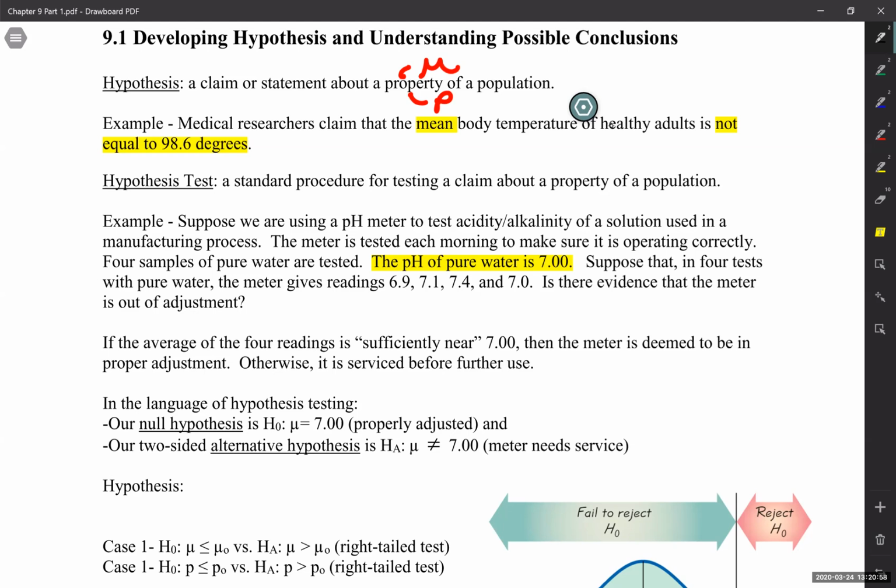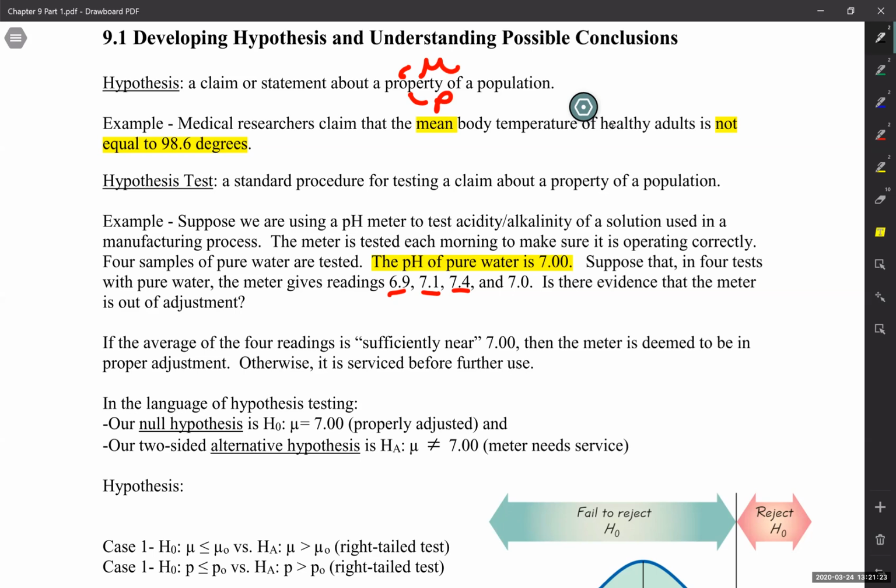So you might have an opinion on this. You might see, okay, well, it's supposed to say 7, but I'm getting numbers that aren't 7. Okay, that's fine. But remember, we don't base things on feelings in this class. So we are going to determine if the average of the 4 readings is sufficiently near. If it's close enough to 7, then it's in proper adjustment. So we're going to figure out what that close enough means.